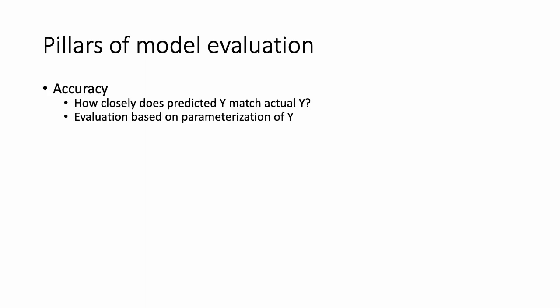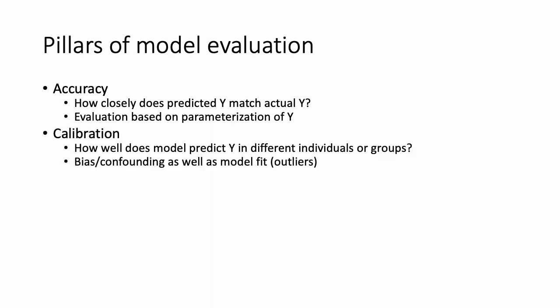So just thinking about these pillars more closely, again, accuracy: how closely does the predicted y match the actual y? And as we'll see, this is really strongly determined by how we parameterize y. Whatever we're representing y, there's a way to measure whether it's accurate or not. And that's actually the most important determinant for whether we quantitatively say that a model is accurate.